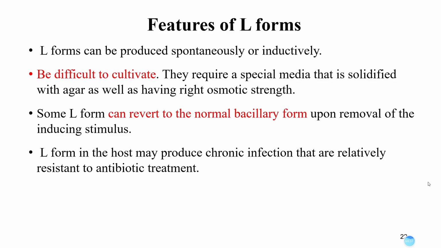For example, if some person gets infected with Staphylococcus, which is a gram-positive bacteria, you can give the person penicillin, because penicillin can inhibit the formation of the cell wall, so that you can finally kill the bacteria. But if it's already L form, it does not have a cell wall. So if you use antibiotics targeting the cell wall, it does not work anymore because you lost your target. So it's not easy to treat the patient when they are infected with L form.